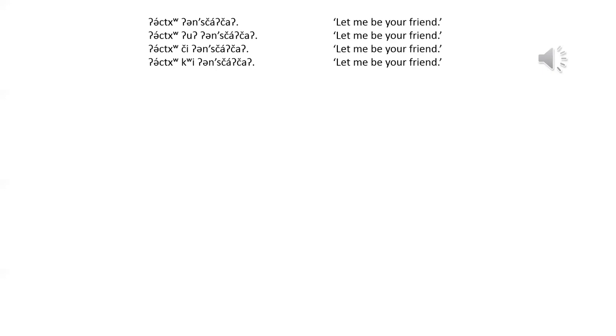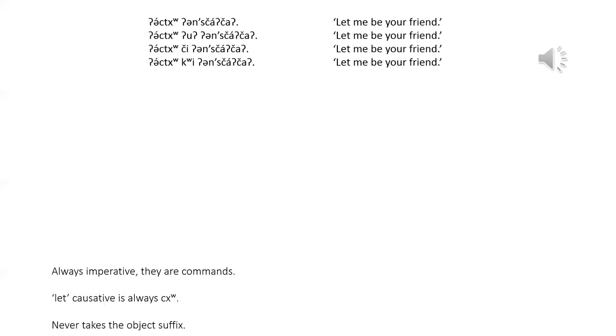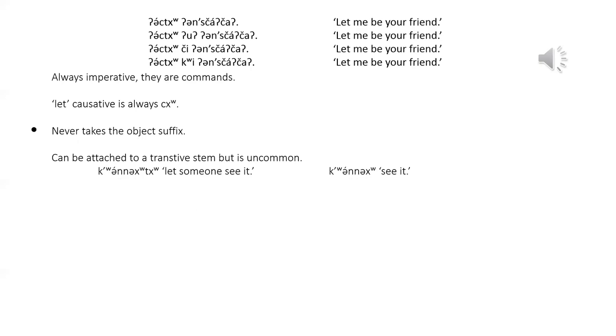These let causatives are always imperative, that is, they are commands. And the subject of the let causative is always an understood "you." The let causative never takes object suffixes. And the let causative can be attached to a transitive stem, but it isn't common. An example is "let someone see it." This is based on the transitive form for "see it."